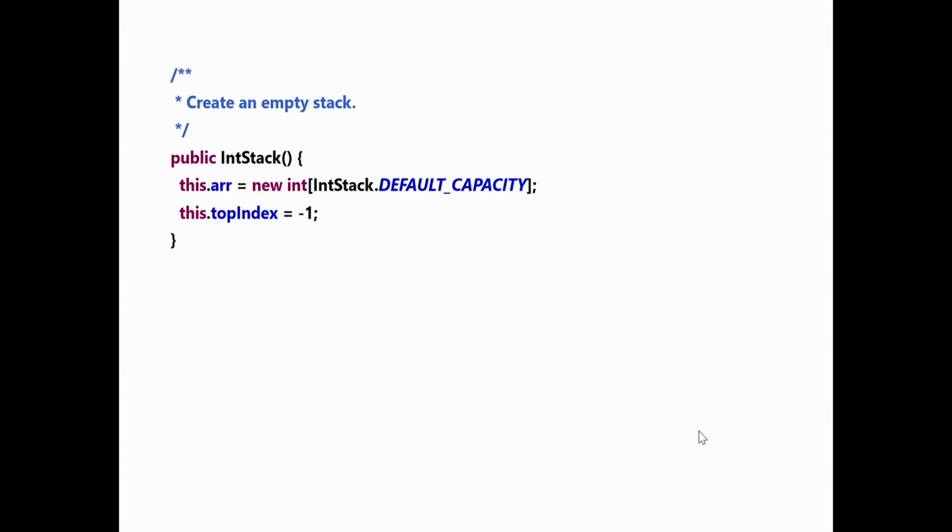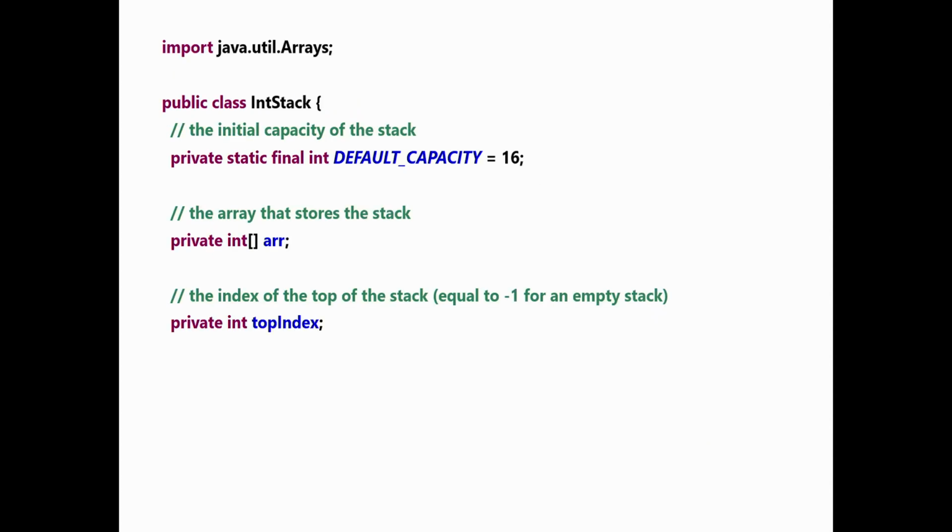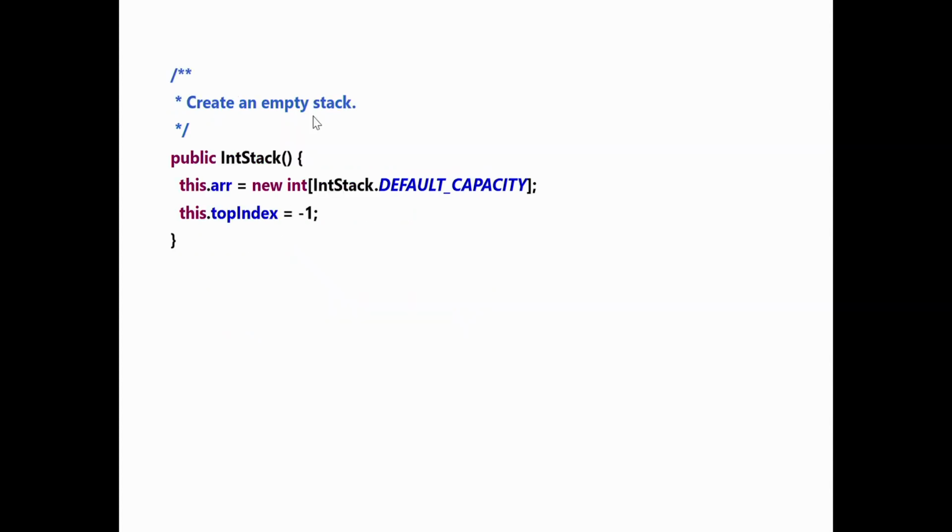And how do you implement that constructor? Well, it's easy. You just make a new array. Remember here, I've got a field called arr, but it's not actually an array yet. It can store an array, but there's no array object for that field yet. So the constructor has to make an array object, and then it has to set the top index to -1.